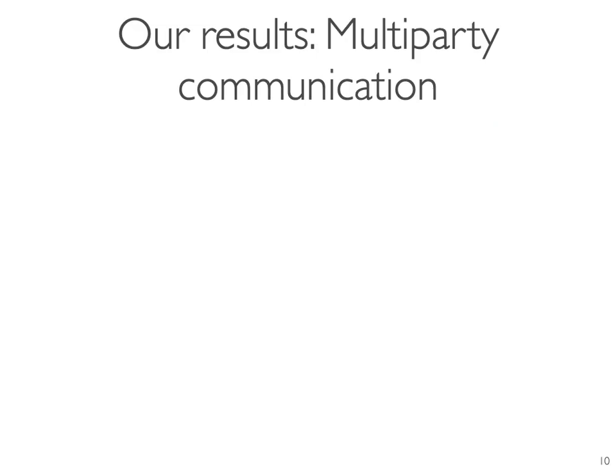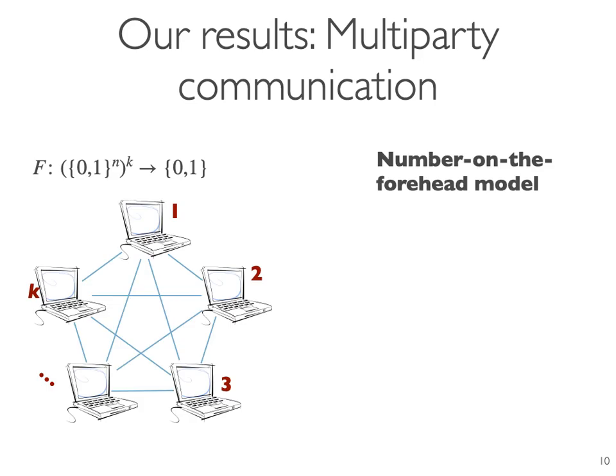Our main result has several applications, the first of which is multi-party communication complexity. In the standard model, known as number on the forehead, we have a function f with k arguments, each of which is a string of n bits, and k parties, which are numbered 1 through k in this figure. Each party is missing exactly one argument, which makes this model very powerful and extremely difficult to prove lower bounds in.